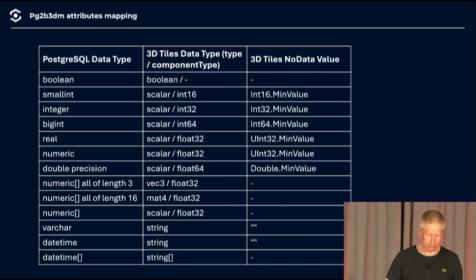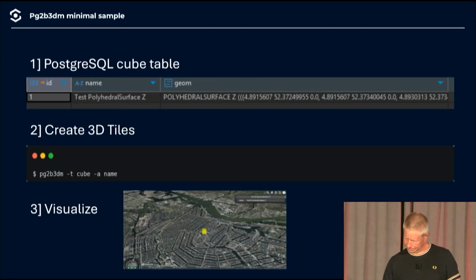And the other thing is the null data. Because in the database you can have null data values, but in 3D tiles it doesn't exist. There is only the no data value. So that's the value that represents the null. So that's a bit of a tricky construction.